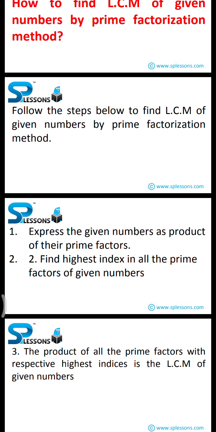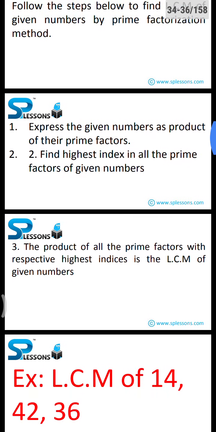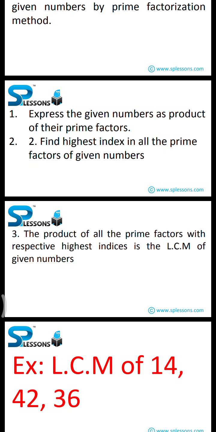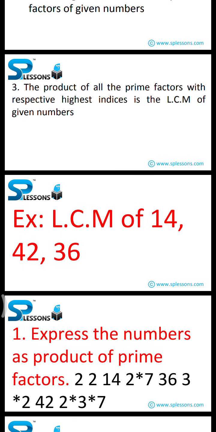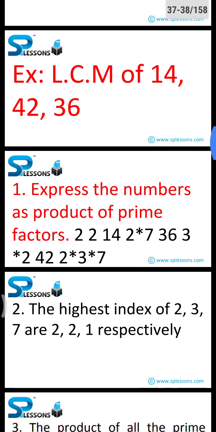First one, express the given numbers as a product of their prime factors. Second one, find the highest index in all the prime factors of the given numbers. The product of all the prime factors with respect to the highest indices is the LCM of the given numbers. Example, LCM of 14, 42, 36. First one, express the numbers as a product of prime factors.